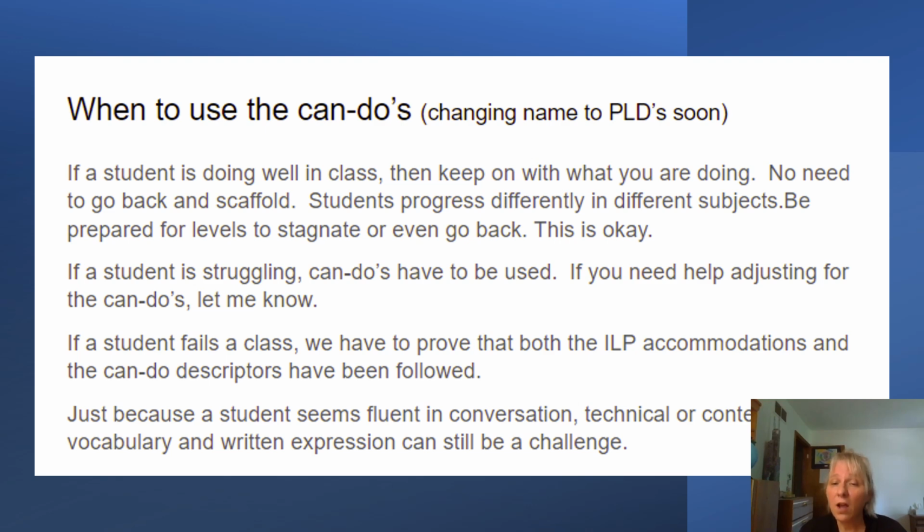And also remember that just because a student seems fluent in conversation with you, that doesn't mean that a student is fluent in academic language. So a student might be able to write sentences about their family, but they surely are not going to be able to write about the life cycle of a frog if they don't have the technical vocabulary available to them to write about that. And it's just a normal process because of vocabulary acquisition. And at that point in time, you might have to go back and use some can-dos for a little bit, pre-teach some vocabulary to lift that student up again.